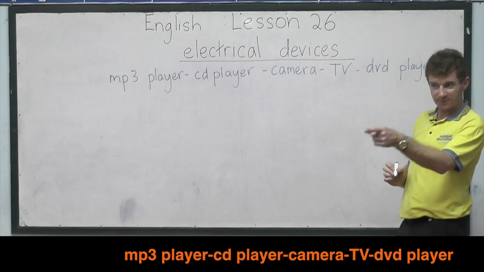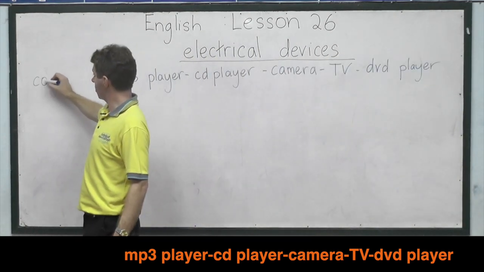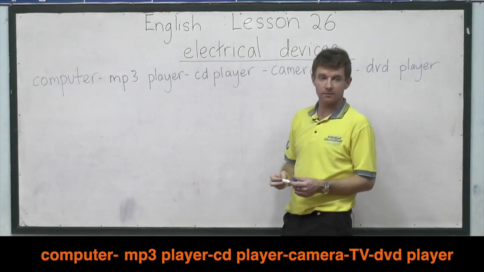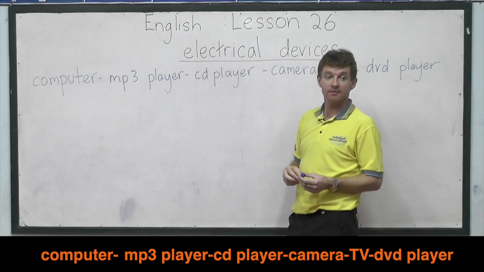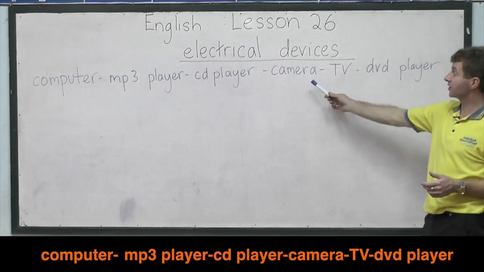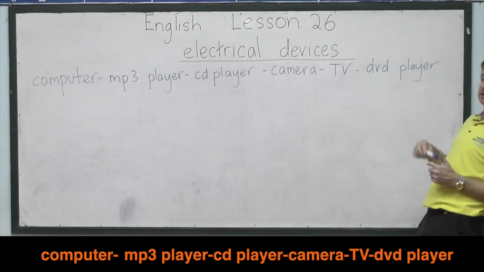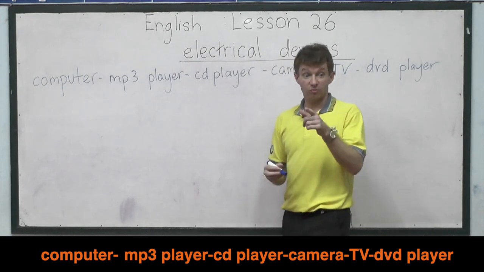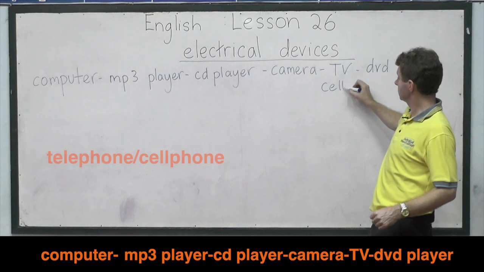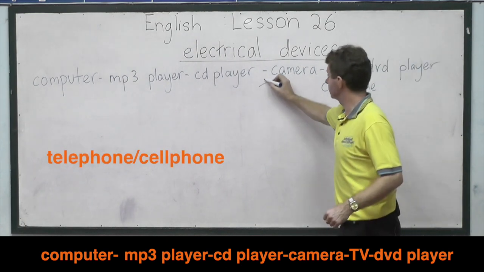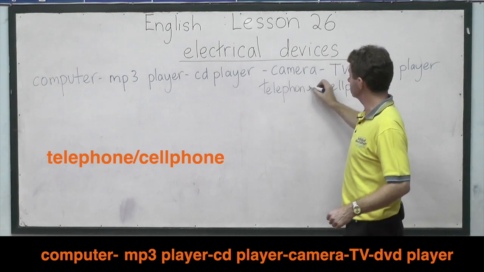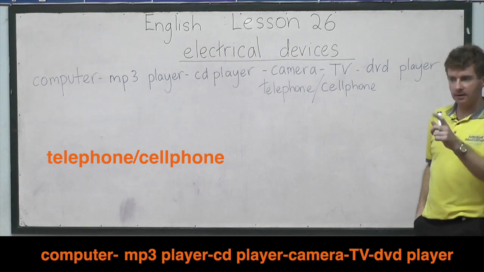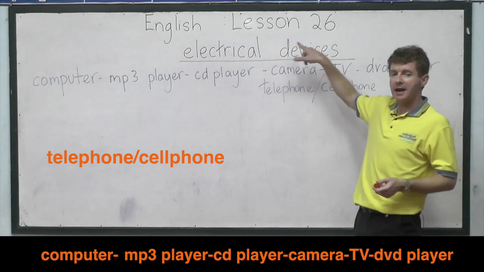Any others? Computer. Excellent, Dan. C-O-M-P-U-T-E-R. Computer. MP3 player. CD player. Camera. TV. DVD player. Any others we can remember? Washing machine. Cell phone. Okay, we'll write that one. Cell phone. Or telephone. I think they say cell phone in America. Washing machine. Okay.